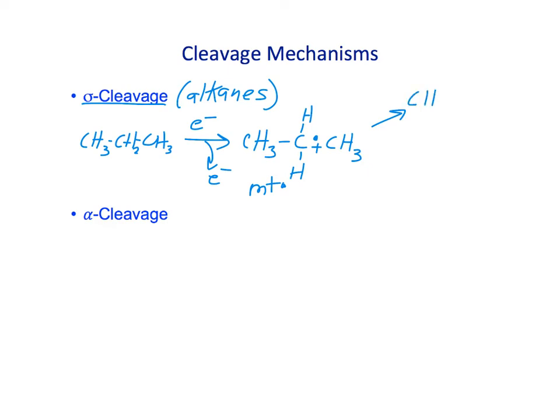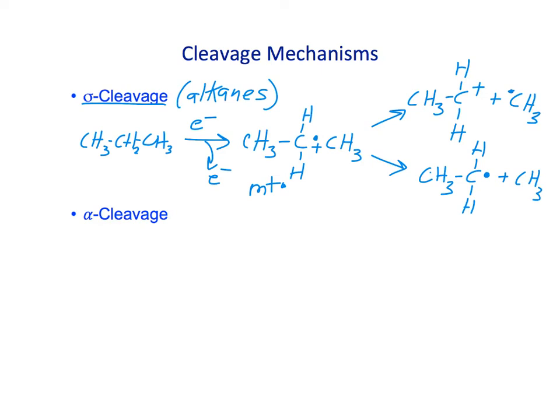It can fragment to give us the plus on this side plus the radical on this side. So the electron goes to one side, leaving the plus behind. Or it can cleave the other way, giving the radical on this side plus the methyl cation on the other side.